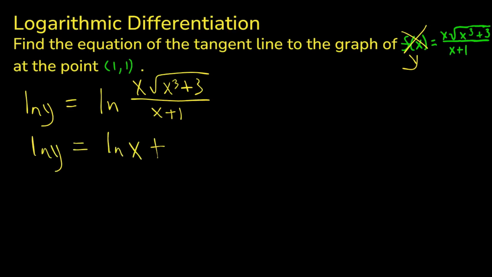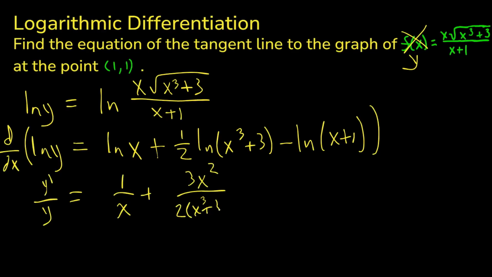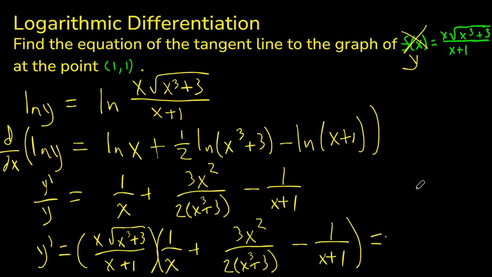Now the root is going to be a 1/2 exponent, which I can bring down from the power property and make 1/2 natural log of x squared plus 3. And then subtract the log of the denominator. And we take the derivative with respect to x of everything. And then solve for y prime and back substitute y. And then this is equal to f prime of x.